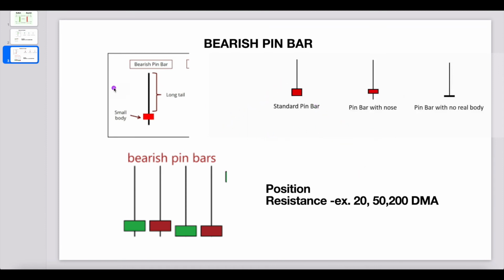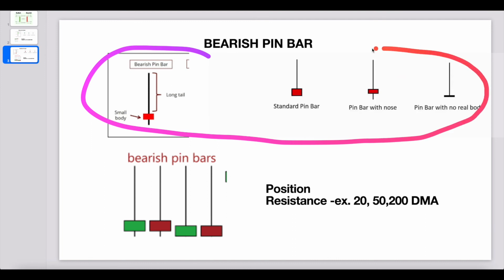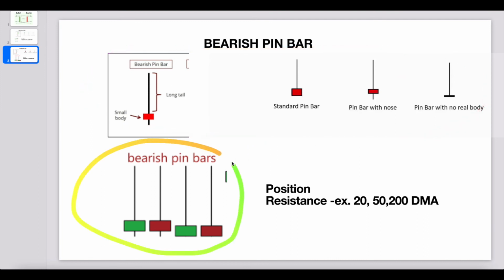Okay, so now we know what the bearish pin bar is, and its different types. The color doesn't matter. The only thing that matters is a small body at the bottom and a long wick at the top, and the position also should be at the resistance level. So let's have a look at the live example.